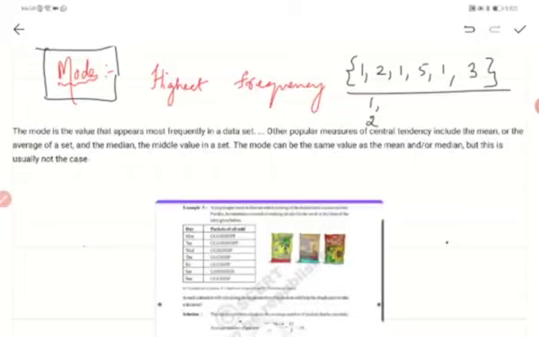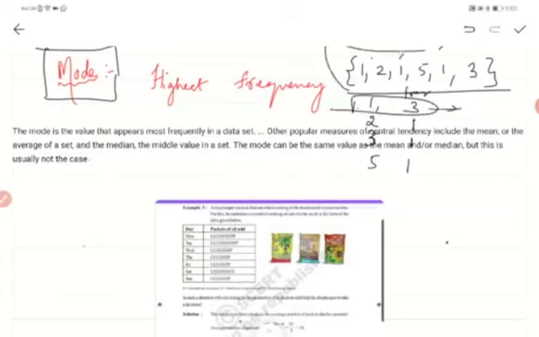So 1, 2, 3 and 5 are the numbers present in this, right? Let's write the frequency of these numbers. 1 has appeared how many times? 3 times. 2 is appearing 1 time, 3 is appearing 1 time, and 5 is again appearing 1 time. So the frequency of 1 is more, right? So the mode of this data is 1. This is how you calculate the mode.